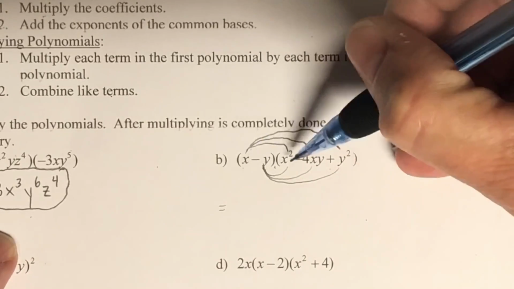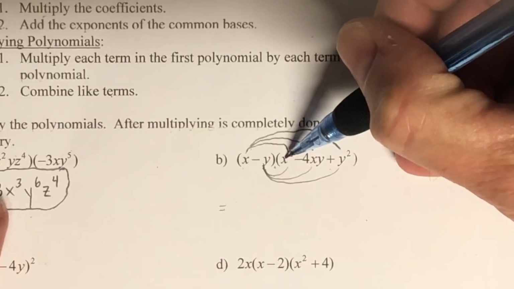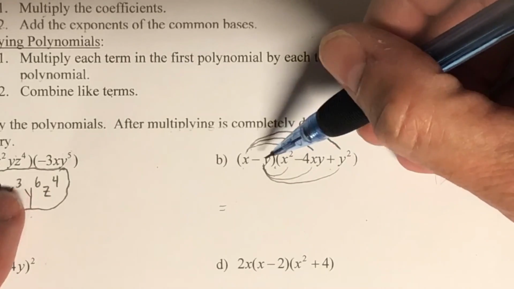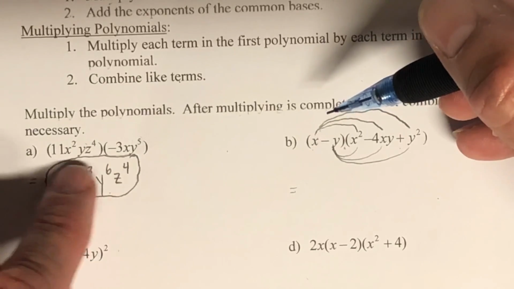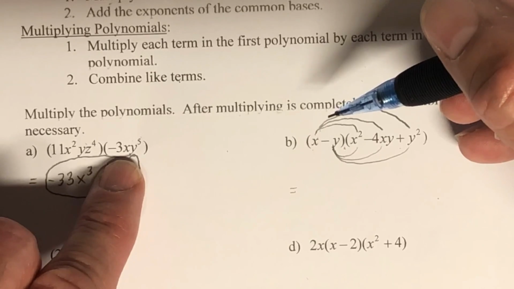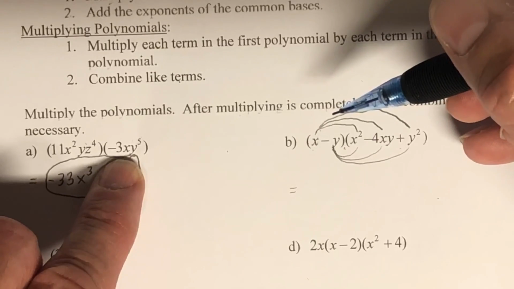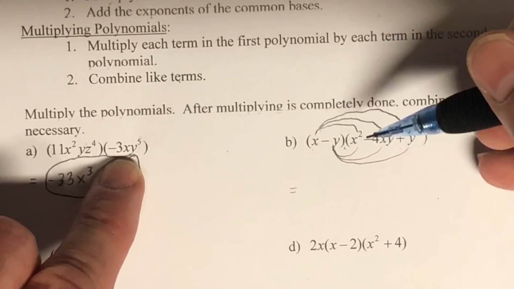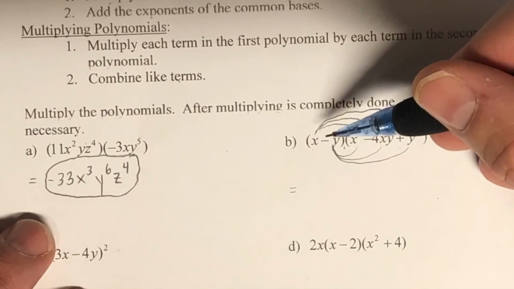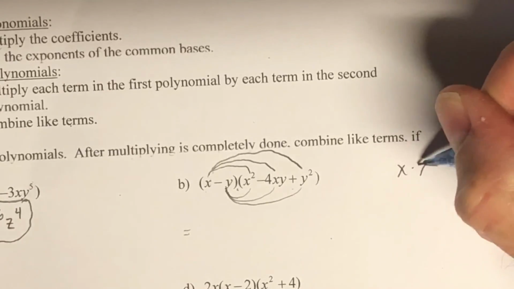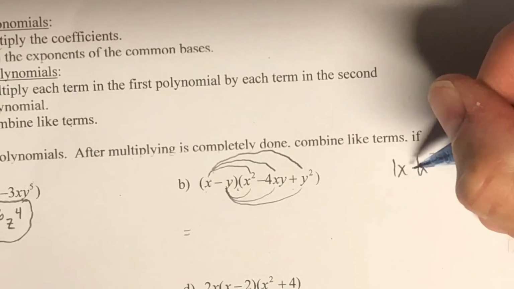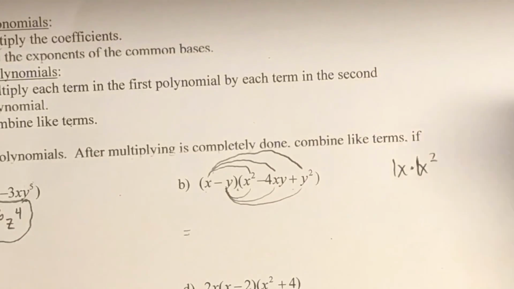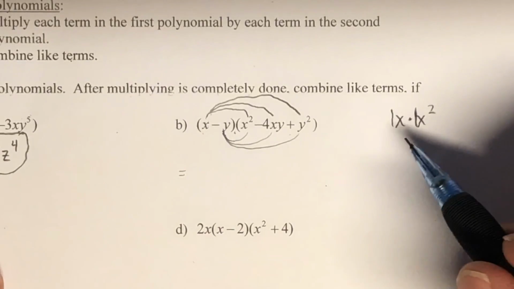So positive 1x times positive 1x squared. We multiply the coefficients. When we're multiplying terms together, we multiply the coefficients. Okay, and then we add the exponents if the variables are the same. So if you have x times x squared, that's the same thing as 1x times 1x squared. You don't need to write this down off to the side if you don't want to. I'm just making sure you understand.